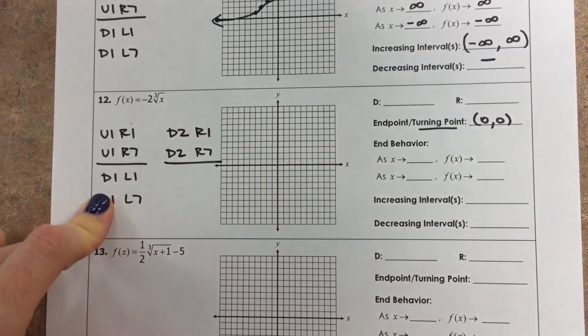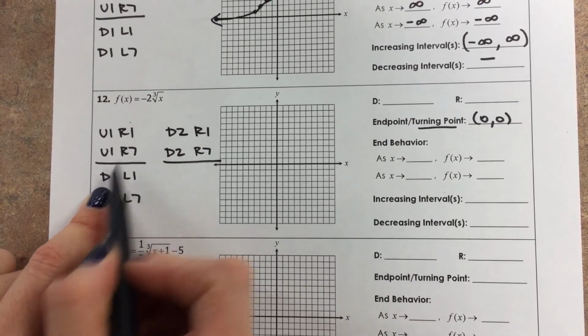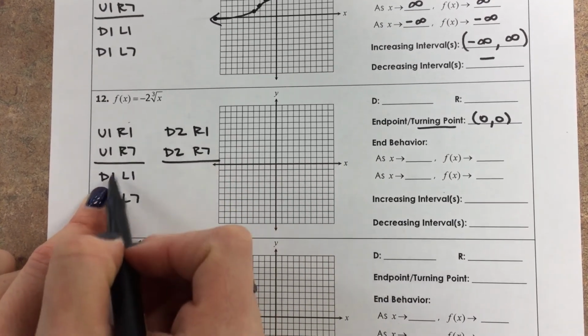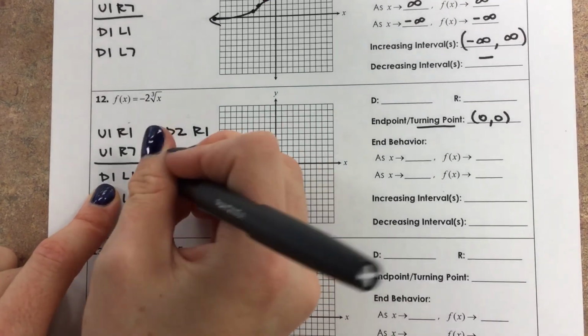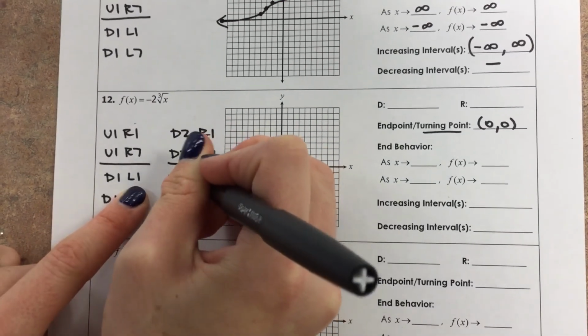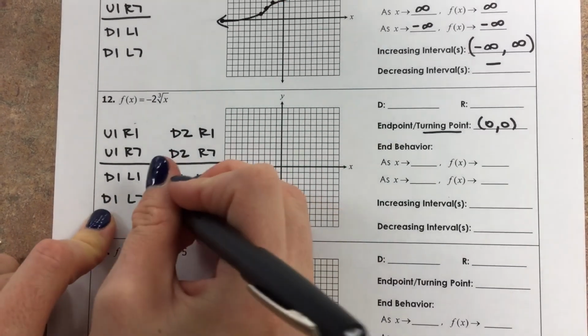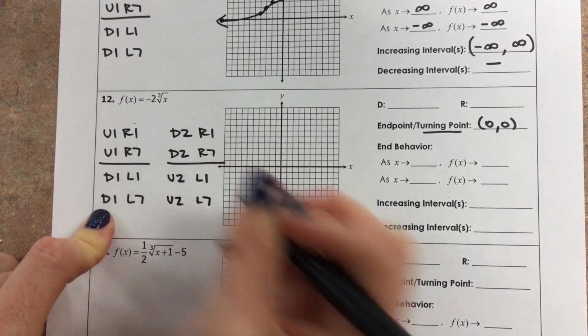All right, so then we go back to the turning point. Down 1, down becomes up because of the negative. 1 becomes 2 because of the stretch. So this is now up 2, still left 1, that is not impacted. And down 1 is up 2 and left 7.